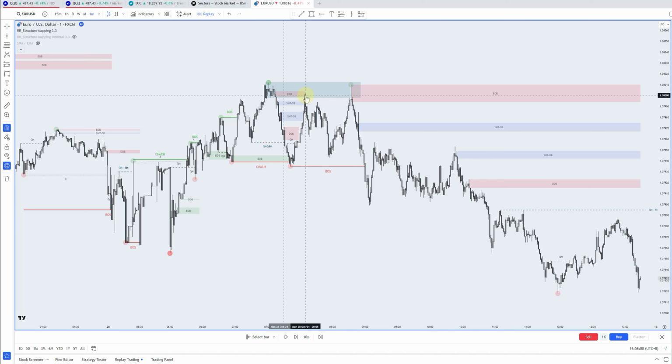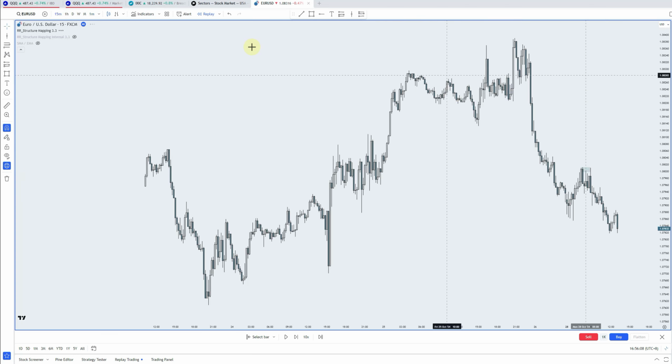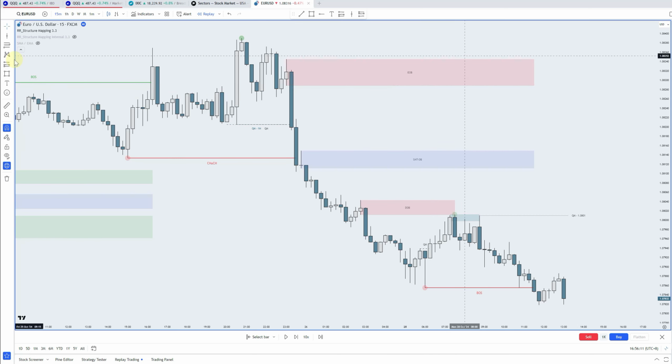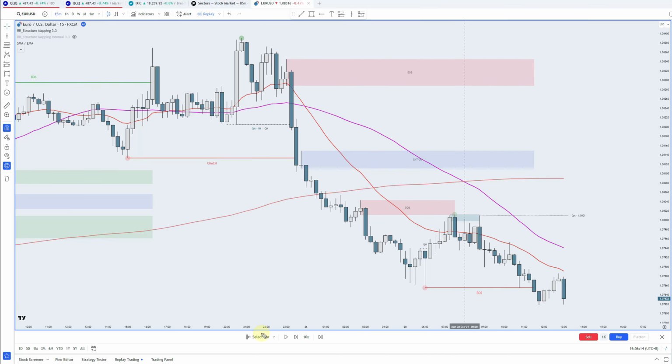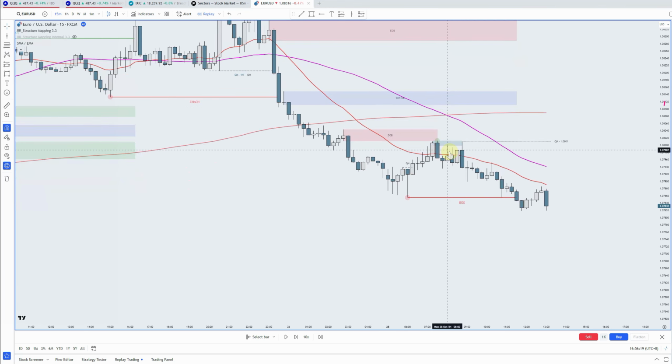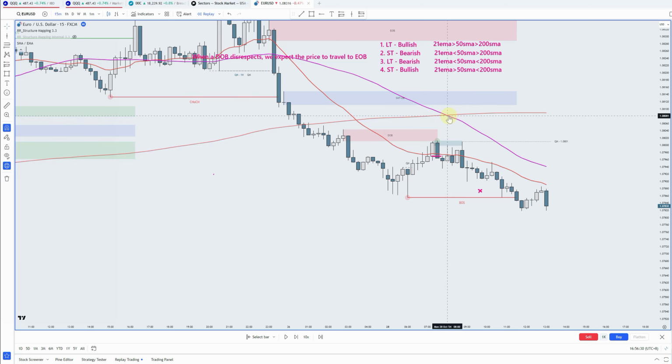But when the price reached here or here, by that time you will see that 15-minute also turned longer term bearish. Can you see that? If you entered here, 50 is below the 200, right? I have deleted here. 50 is less than 200 and 21 is less than 50. You are longer term bearish.